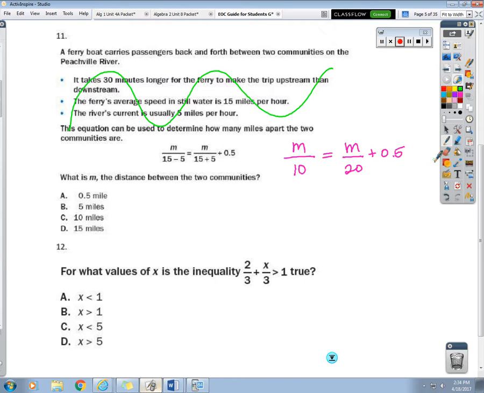Now that the equation is simplified, now I'll just start plugging in my choices, starting with A. If I plug in 0.5 right here and right here, what is 0.5 divided by 10? Please use your calculator. 0.5 divided by 10. No, 0.5 divided by 10. 0.05. Now plug in 0.5 over here. What's 0.5 divided by 20 plus 0.5?